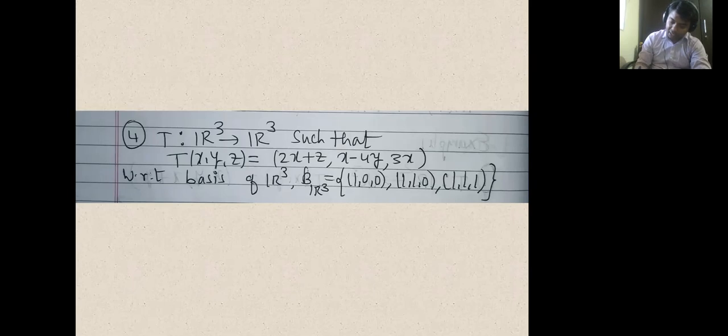So I will get here 2 plus 3, 5. Solving this system, I will get alpha is equal to 5, beta is equal to minus 6, and gamma is equal to 3.